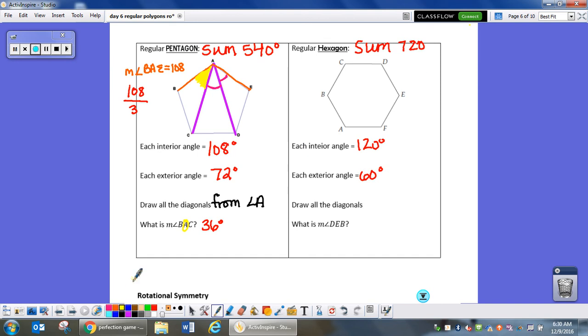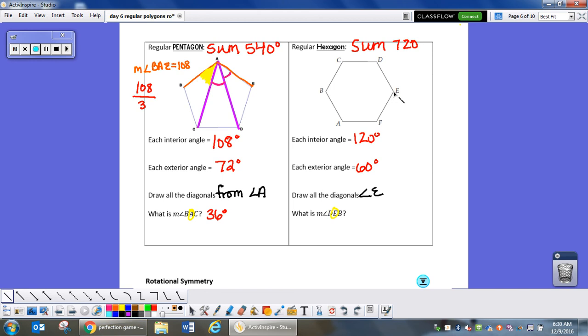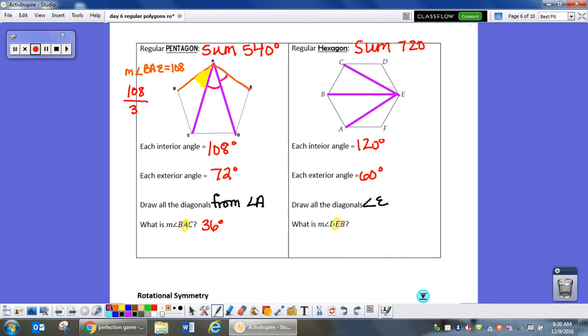And hopefully you can figure out, we're going to draw all the diagonals from angle E because that's our other vertex, and see how many parts it's going to split into. So from angle E, we have corner to corner, corner to corner, corner to corner. Okay? So you can see that it got split into 1, 2, 3, 4. 4 equal parts.